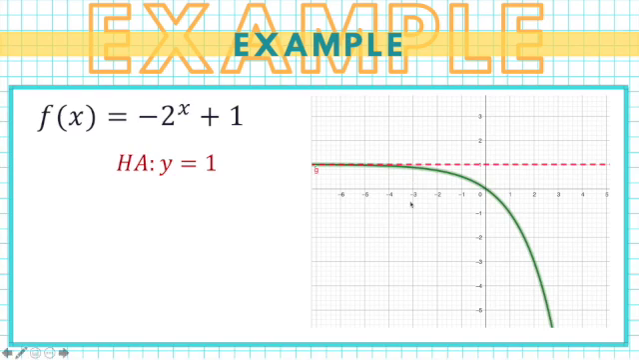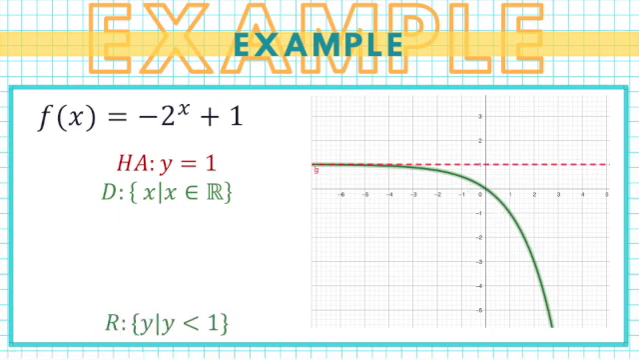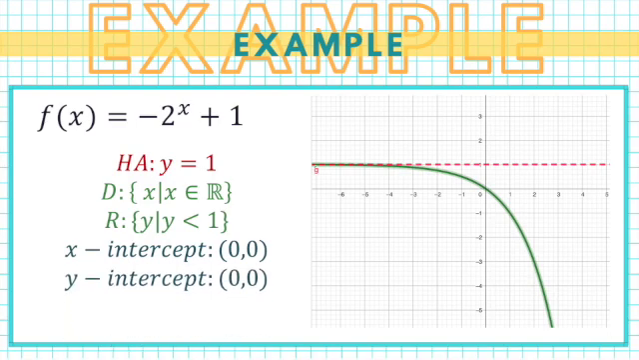Then the domain is the set of real numbers, x such that x is an element of real numbers. Now, notice that the points now are located below the asymptote. Therefore, the range of this function would now be y such that y < 1. Now for the x-intercept, notice that it intersects the origin. Therefore, both its x- and y-intercept are at (0, 0).